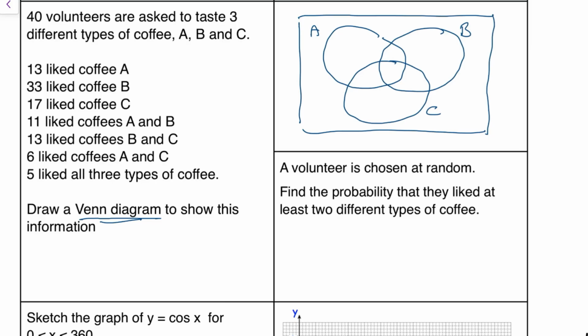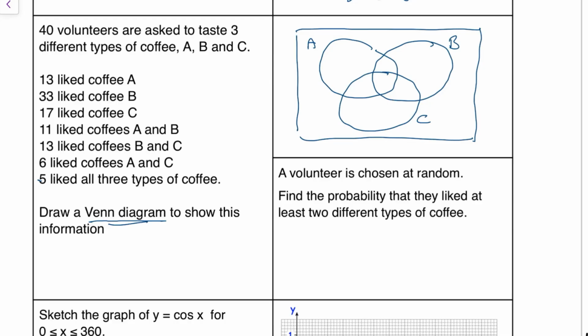Always start with the middle. So 5 liked all 3 types of coffee. I'm crossing out because I've used it. 6 liked A and C. Well, I've got 5 in the middle, so there's 1 left over there. 13 liked coffees B and C. I've got 5 in the middle, so that leaves 8 here. Then 11 liked coffees A and B. So I've got 5 in the middle, so that leaves 6 here. So far it's going okay.